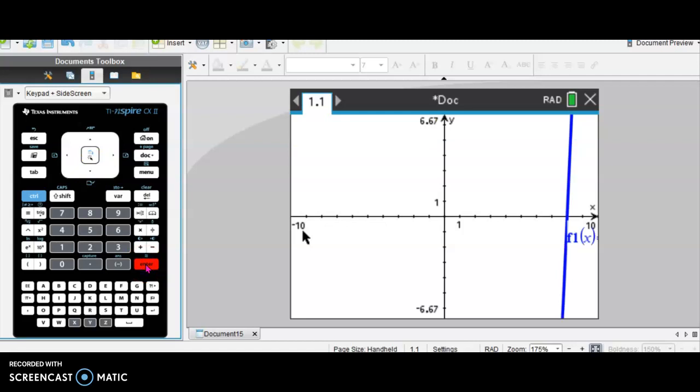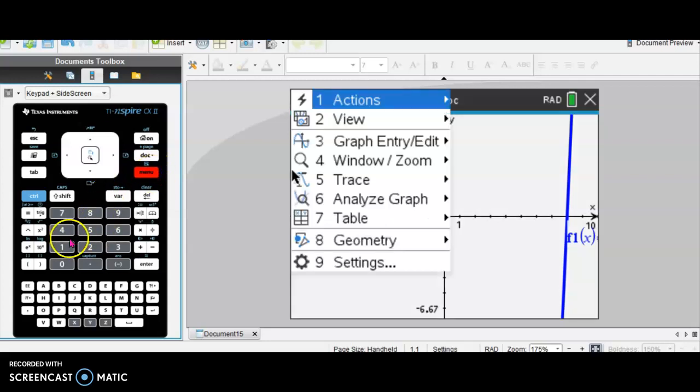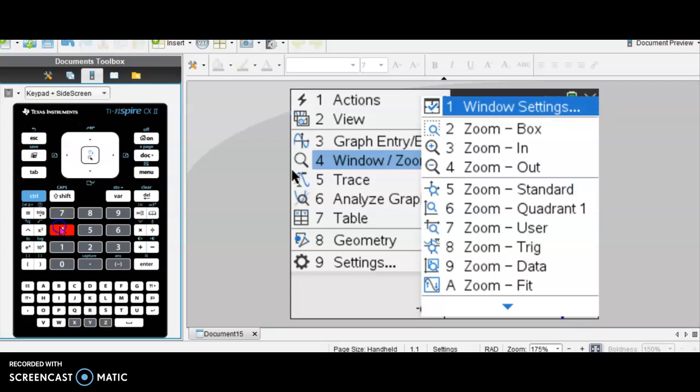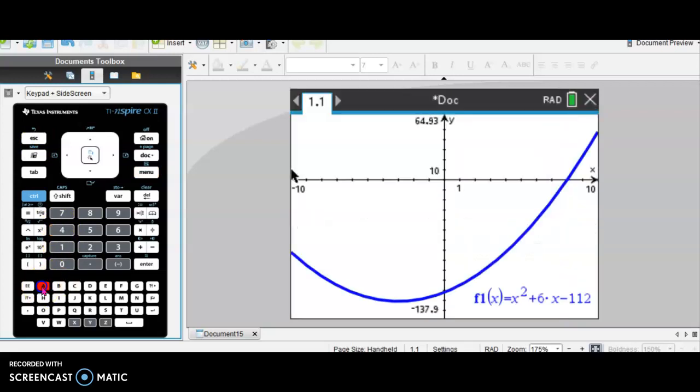Notice that I do not see my entire graph. I only see this part of it. It is a parabola, not just a line. So let's go ahead and zoom. I want to make sure you know how to. Hit menu, go to number 4 for zoom, and then we're going to use zoom fit. It's all the way at the bottom, letter A.